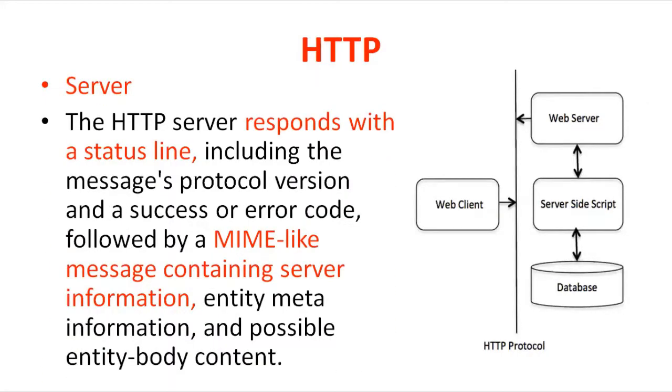And then the server. The server responds with a status line, including the message protocol version and a success or error code, followed by a MIME-like message containing server information, entity metadata, and possible entity body content. This is the information regarding the server. It always responds with the status line, which includes the protocol version and the success or error code, that means whether the process succeeded or failed, and some other information.